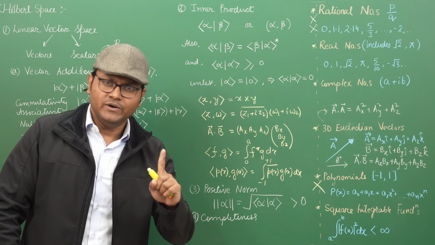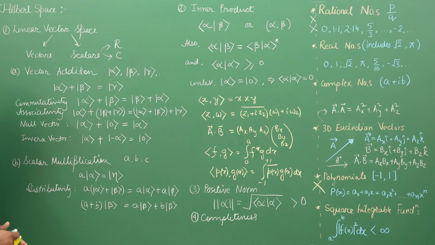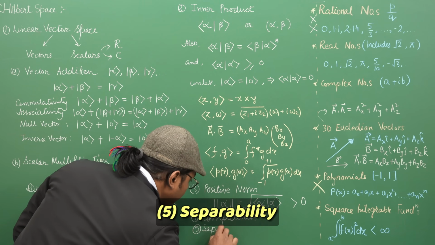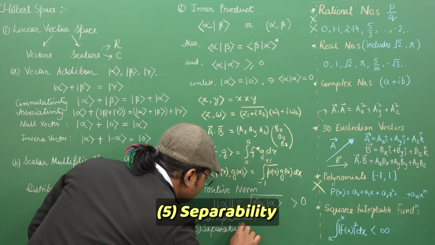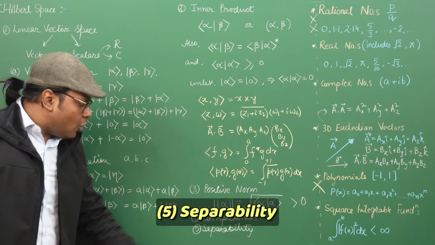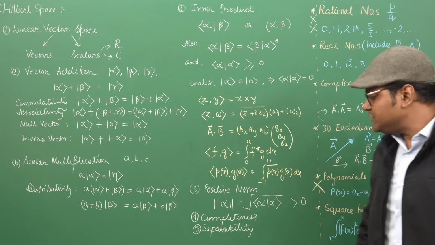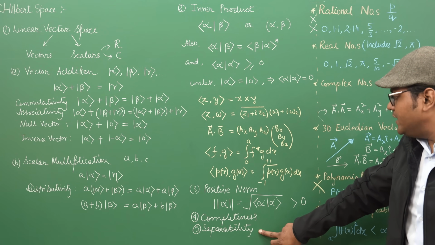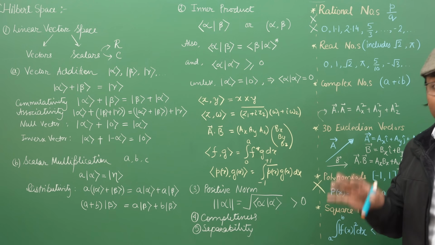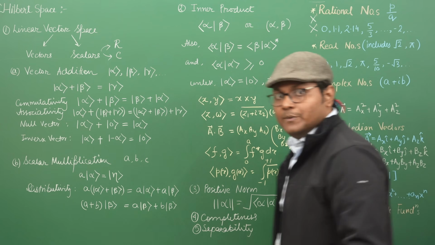Now, there is one more property that I would like to elaborate before I wrap up this video, which is the property of what is called separability. Separability is not a necessary criterion for a space to be a Hilbert space, but the reason I'm mentioning separability is because in quantum mechanics, the Hilbert spaces that we deal with are actually separable. So that's why I want to mention what separability is.